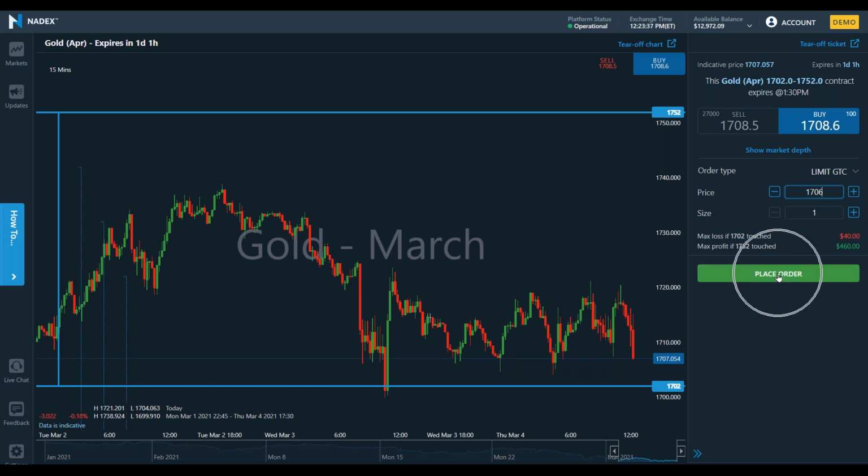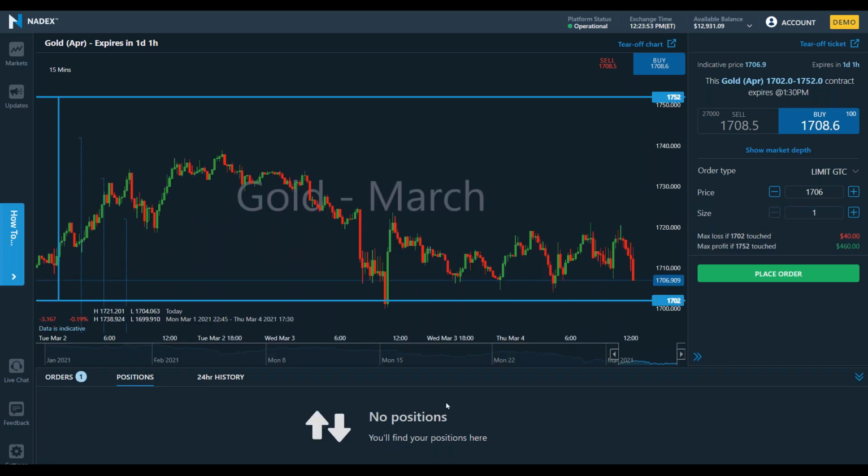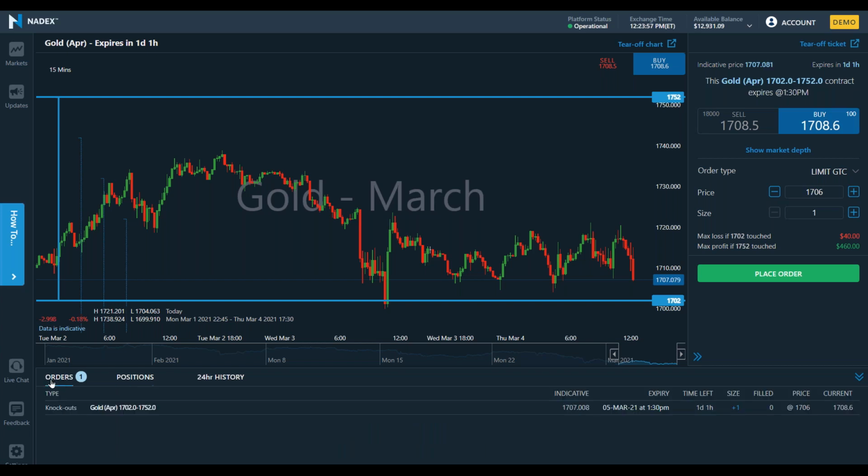And I can actually click place order. Now I'm trying to buy one below the market. You can do this on call spreads. You could do this on binary options as well. If I click place order, it tells me that my order was received. And I'm now going to open up my position window below, and you will actually see that I am trying to buy one at 1706.